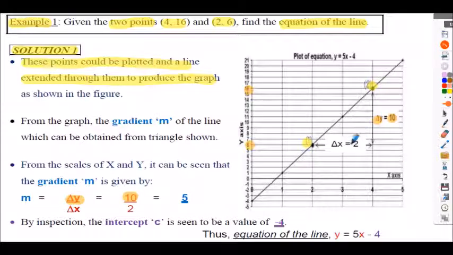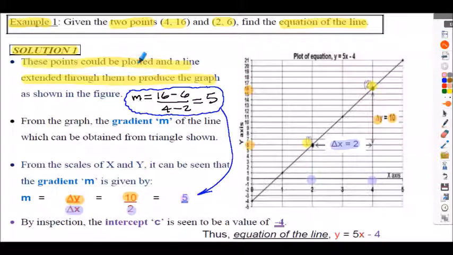And the delta x is 2, because on the horizontal axis for point 2, the x value is 4, and for point 1, the x value is 2. So 4 take away 2 is 2. So delta x in this case is 2. Evaluating, we find the gradient is 5. Just for reference, if you wanted to use the equation on the previous slide, that m is equal to the y1 minus the y2 divided by the x1 minus the x2, that evaluates to 5 for the gradient.